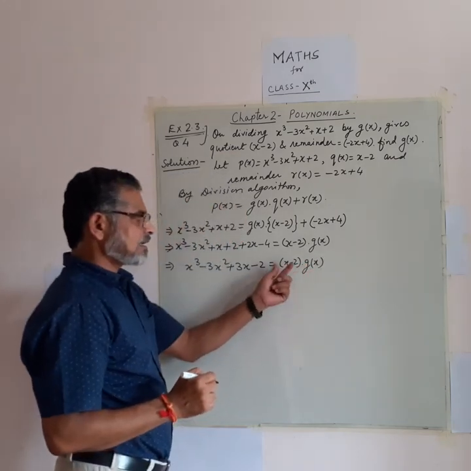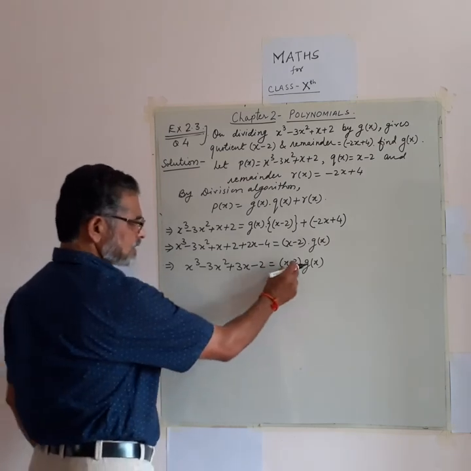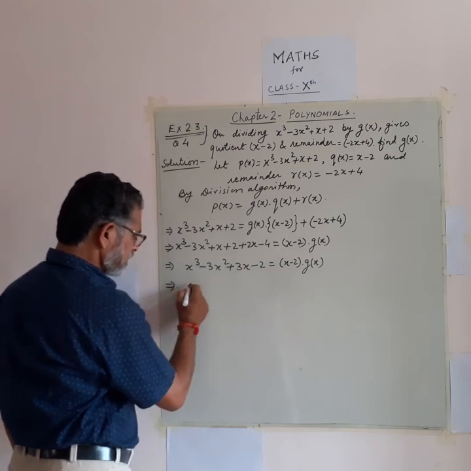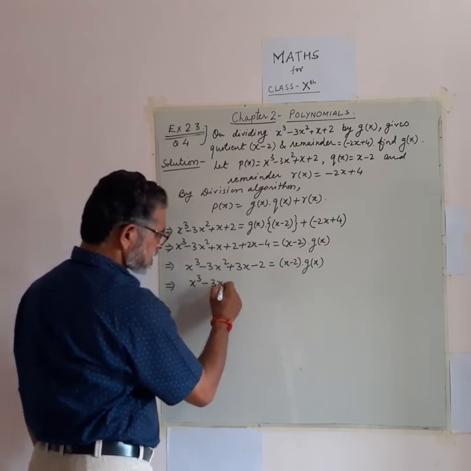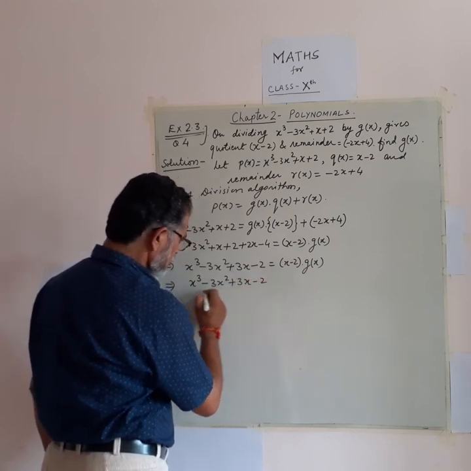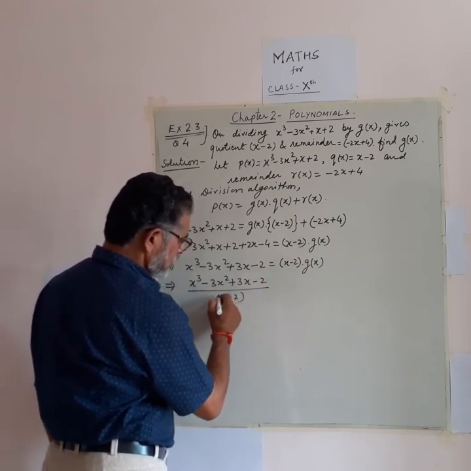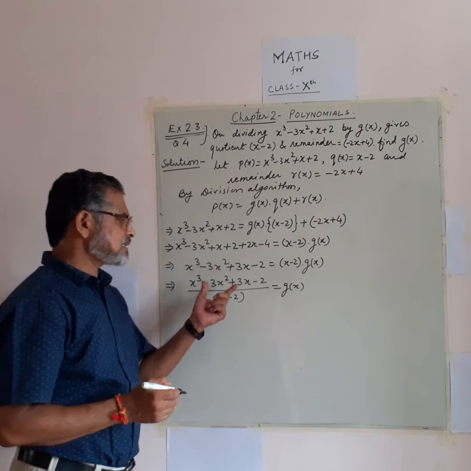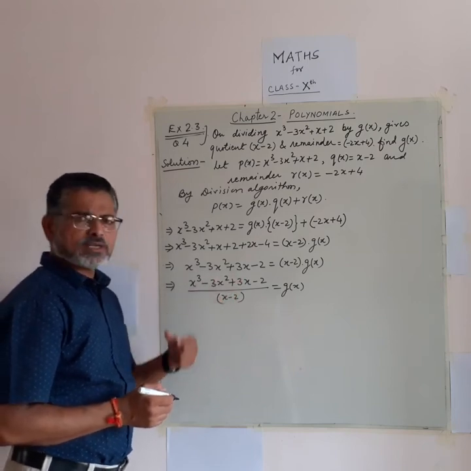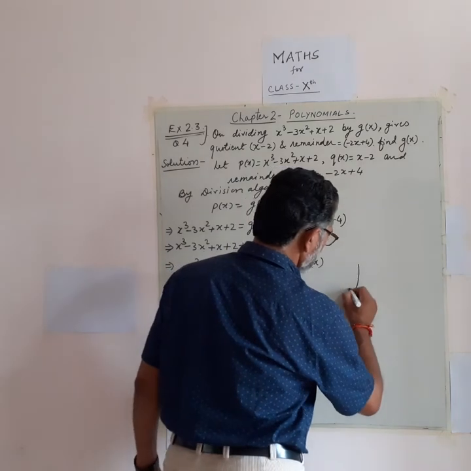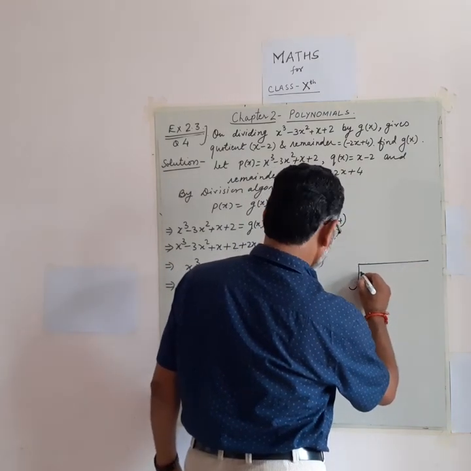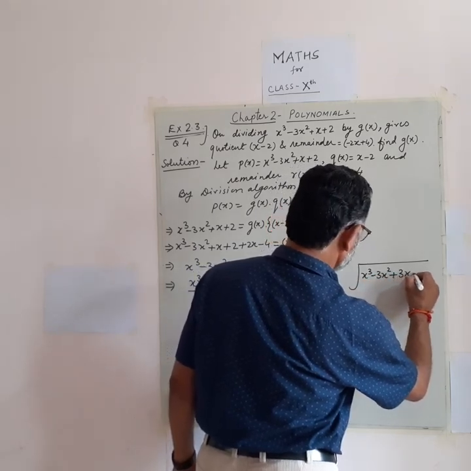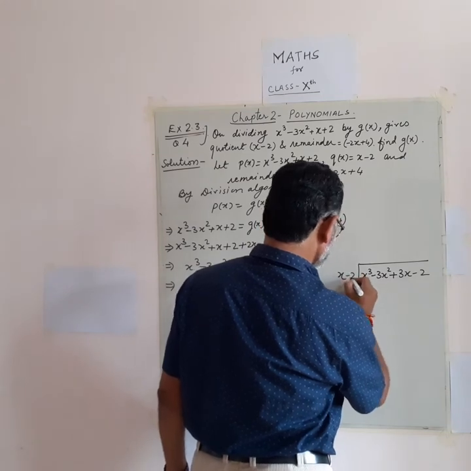Now to get G(x), we have to transpose x minus 2. It is on the right side, multiplying with G(x). So transposing, it will divide. x cube minus 3x square plus 3x minus 2 divided by x minus 2 equals G(x). So again what we get? A division, division of a polynomial by another polynomial. So we can divide it. x cube minus 3x square plus 3x minus 2 is divided by x minus 2.